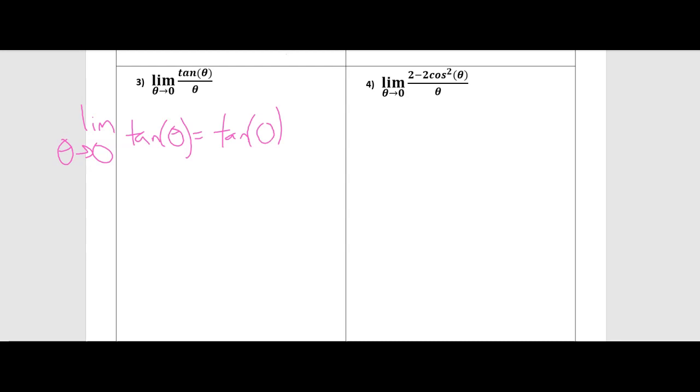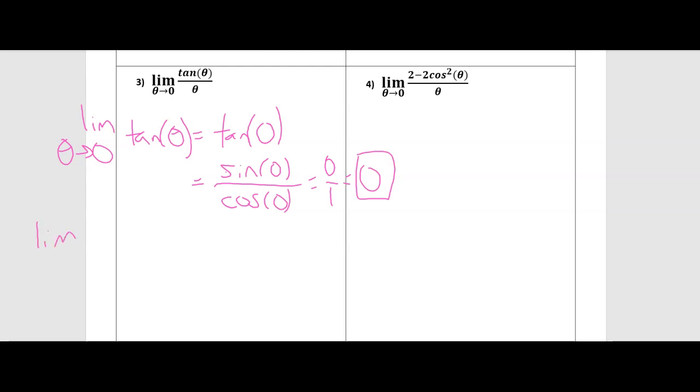And you may have to think back to what tan of 0 actually is. It may help to rewrite in terms of sine and cosine. So this is one of the relationships we wrote down above. Tangent of theta is equal to sine of theta, or sine of 0 rather, over cosine of 0, which gives us 0 over 1, which gives us 0. So the limit of our numerator is equal to 0.